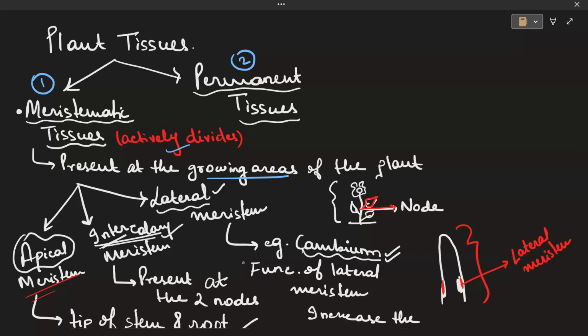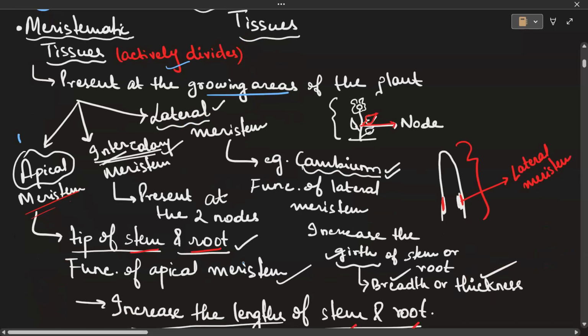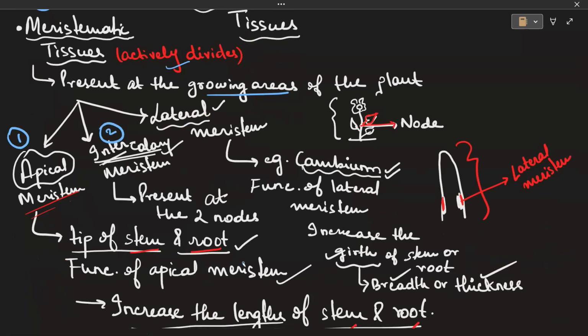Now this meristematic tissue is of three types. What are the three types? The first one is apical meristem, the second one is intercalary meristem, and the third one is lateral meristem. These are the three types of meristematic tissues.